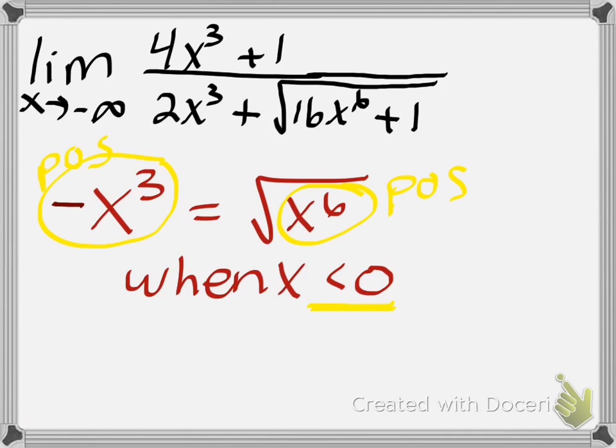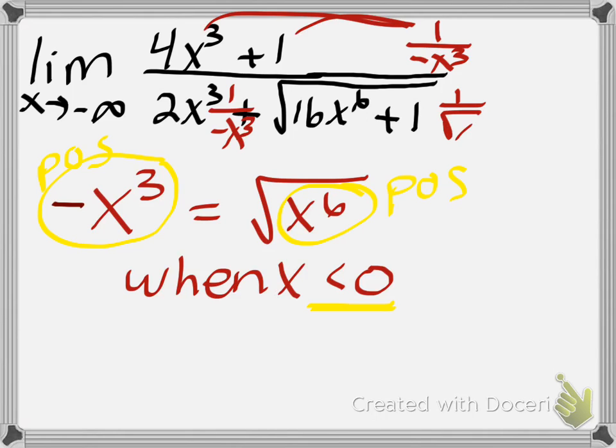So now we're still going to multiply top and bottom by 1 over x cubed, but we have to be careful. We're multiplying top and bottom by 1 over negative x cubed so that everything can be positive. The 1 over negative x cubed is going to work for the top and for this first term, but then the 1 over the square root of x to the 6th without the negative, because that one doesn't need a negative, it's already positive, will work for the square root.